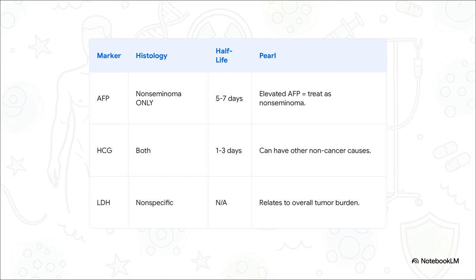So, let's talk markers, because this is huge. And here is a massive pearl for your BCOP exam. Seriously, tattoo this one on your brain. Alpha-fetoprotein, or AFP, is only made by non-seminomas. A pure seminoma will never make AFP. So if you see a patient with an elevated AFP, it doesn't matter what the path report says, there is a non-seminoma component in there and you have to treat it like one, period.